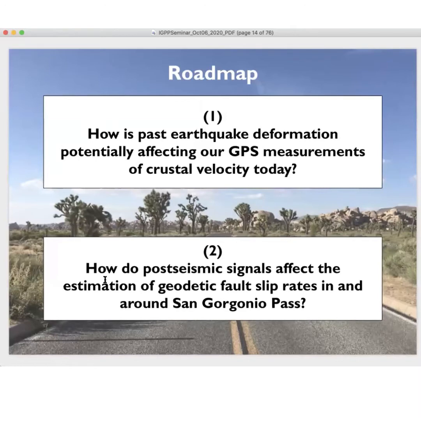Now that we've covered the baseline material for what you need to know going forward, the rest of this talk is going to be broken up into two different sections. The first section is how have these past earthquakes and the deformation they produced potentially affected how we measure GPS velocities today? Once we dig into that, we're going to take what we learned and apply it to a specific area in Southern California called San Gorgonio Pass. In particular, we're going to be looking at geodetic estimates of fault slip rate down there. But first, we need to understand how post-seismic deformation is affecting our GPS velocity field.